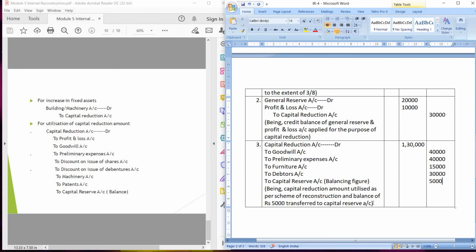I hope you have understood how to solve problems on reduction of share capital. With this, I conclude for today. Thank you.